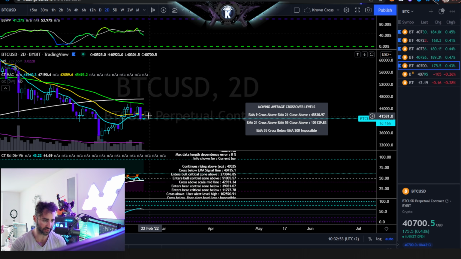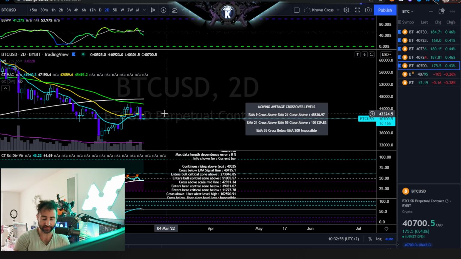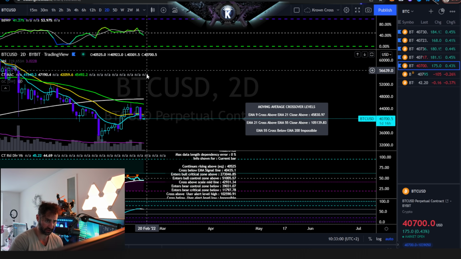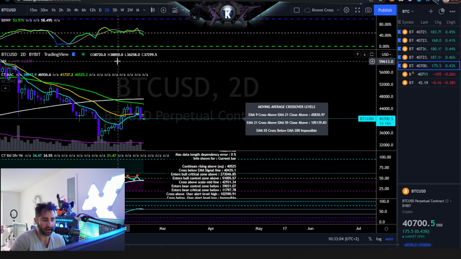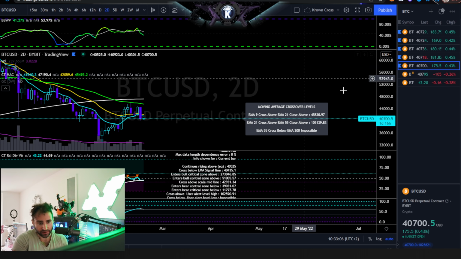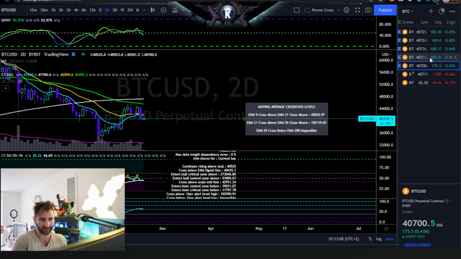Bitcoin probably comes up into the mid 41s, maybe even tags 43 over the weekend if we get a nice move. But ultimately, I am looking for Bitcoin to come back down and trade a little bit lower. However, and again, here's where I really want to differentiate this content.